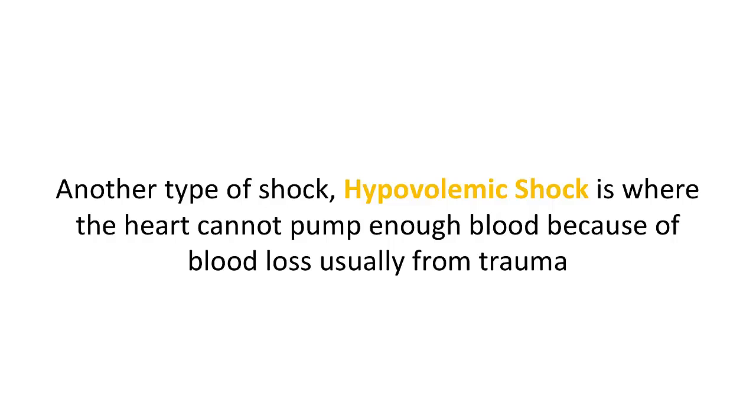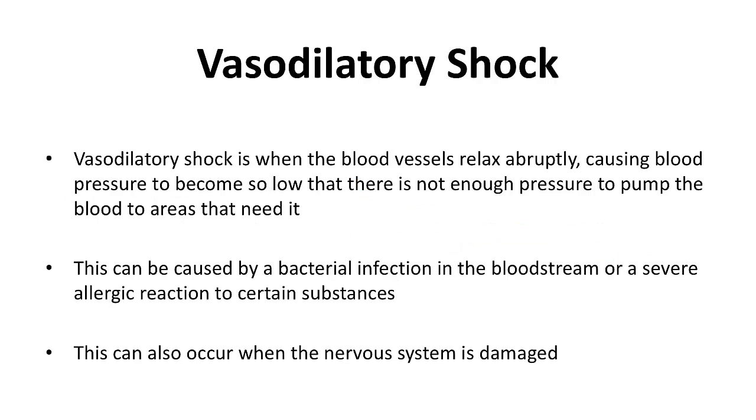Because of this shock, the body has a very low blood pressure. Another type of shock, hypovolemic shock, is where the heart cannot pump enough blood because of blood loss, usually from trauma. Vasodilatory shock is when the blood vessels relax abruptly, causing blood pressure to become so low that there's not enough pressure to pump the blood to areas that need it. This can be caused by a bacterial infection in the bloodstream or a severe allergic reaction to certain substances. This can also occur when the nervous system is damaged.